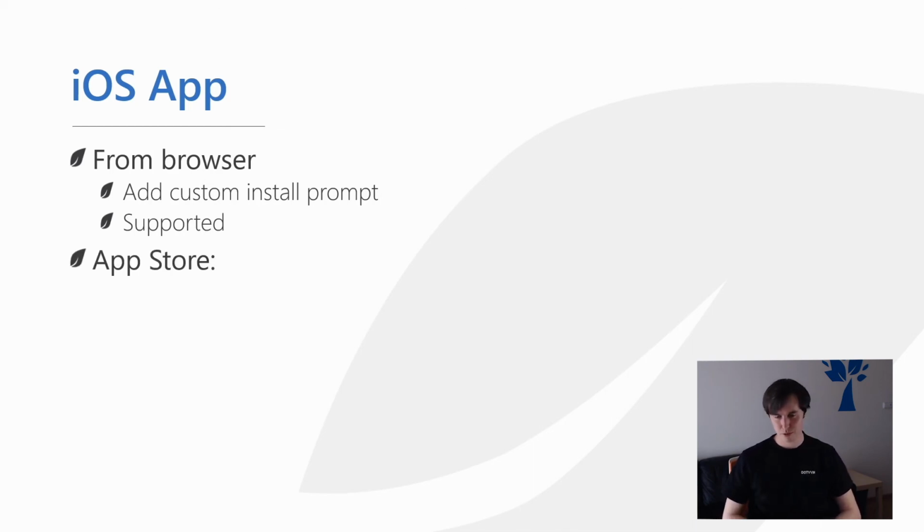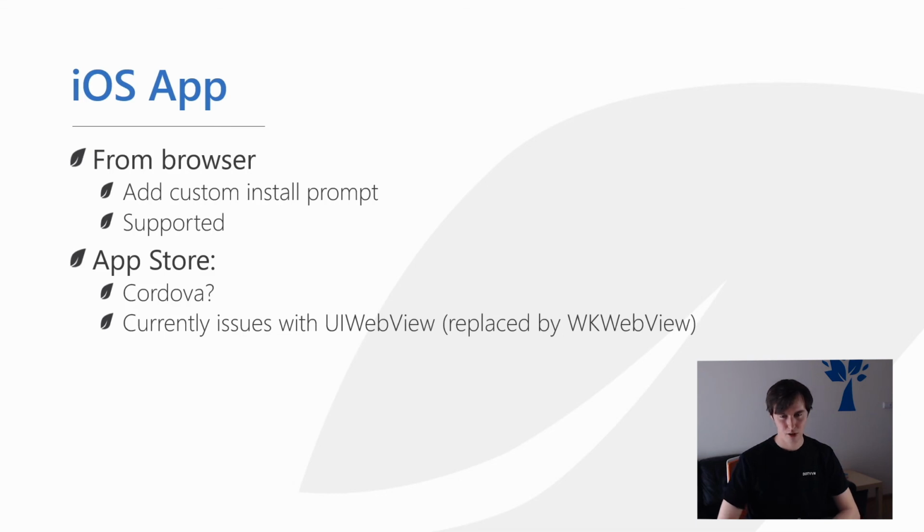If you want to go the App Store route, there is a slightly bigger issue. Well, not slightly, this is quite an issue. You can use Apache Cordova for hosting the application. You could use it until quite recently, until April of 2020, when the UI web view was kind of deprecated. Well, it was deprecated even before, but right now you cannot submit new applications using the UI web view.